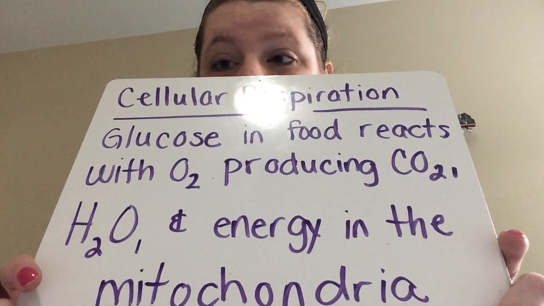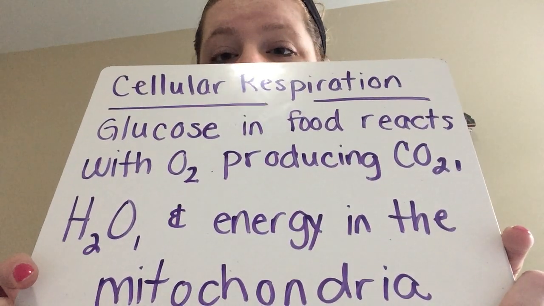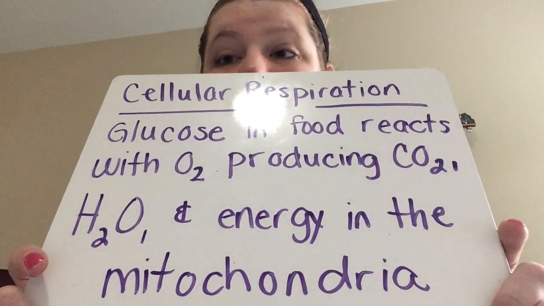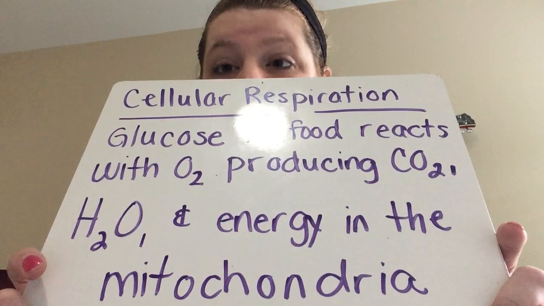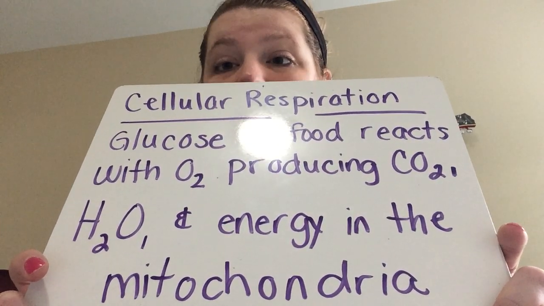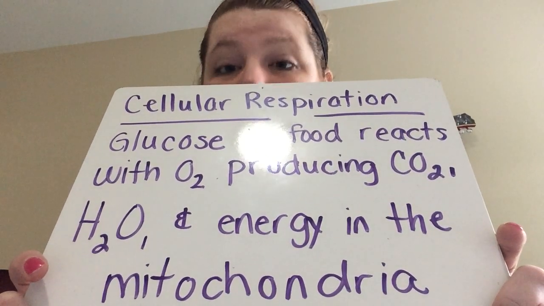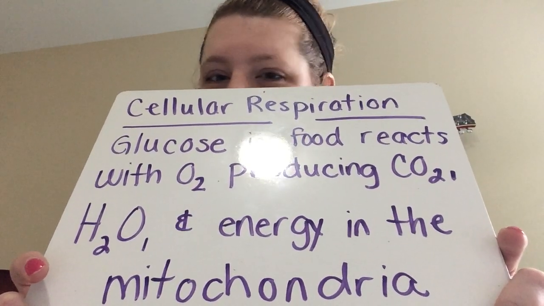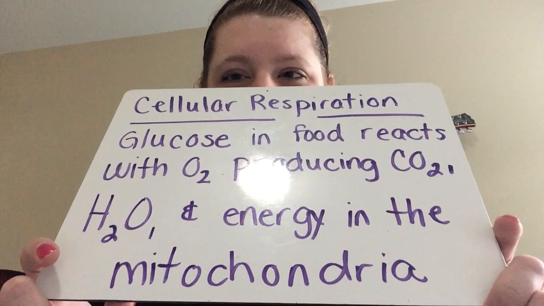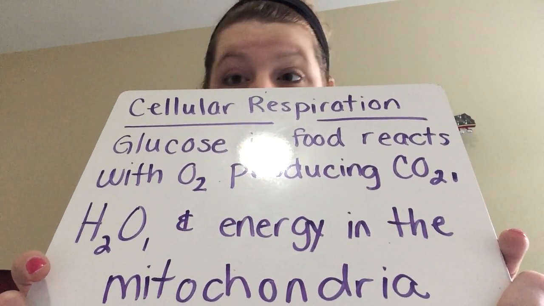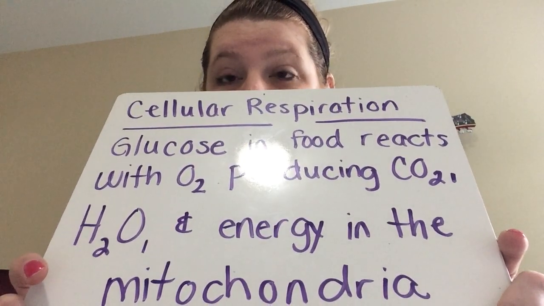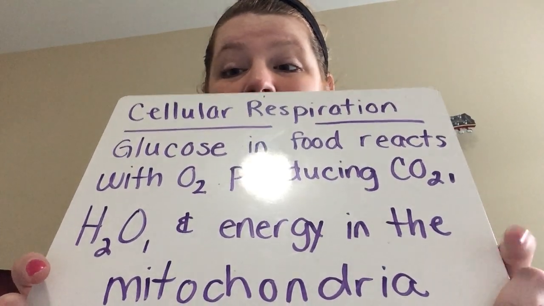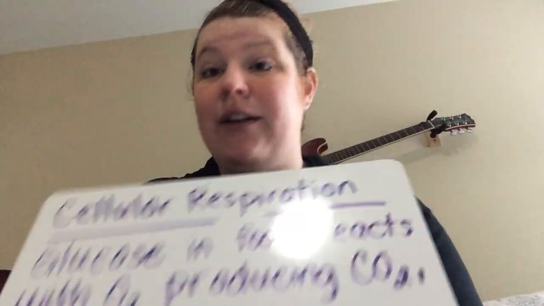Glucose in food, so we eat that up, reacts with oxygen, so we breathe in. So we take in the glucose, we take in the oxygen, and it produces our waste products: carbon dioxide, CO2, and water. So we're not producing as much water as we are CO2, but it's there. And energy in the mitochondria. So another waste thing is that the energy in the mitochondria, that's what powers us up.